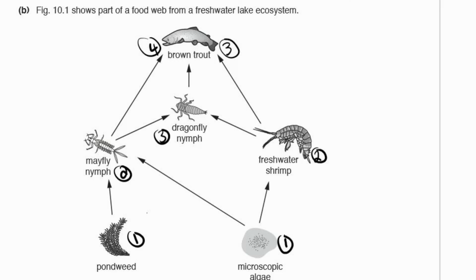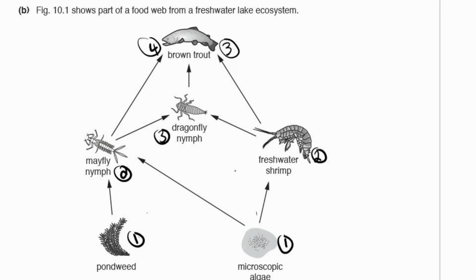Okay, so the brown trout eat dragonfly nymphs, which eat mayfly nymphs, which eat pondweed, or the brown trout eat freshwater shrimp, which eat the microscopic algae. Or the brown trout eat the mayfly nymphs, which eat the pondweed. Or the brown trout eat the mayfly nymphs, which eat the microscopic algae. Or the brown trout eat the dragonfly nymphs, which eat the freshwater shrimp, which eat the microscopic algae.